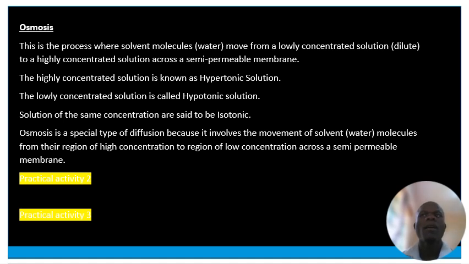One, we have the diffusion gradient. Second, we have the size of the molecules, and we talked about the size of the molecules and the size of the membrane of the tissues, and then we have the temperature. Next, the type of physiological process we have is osmosis.